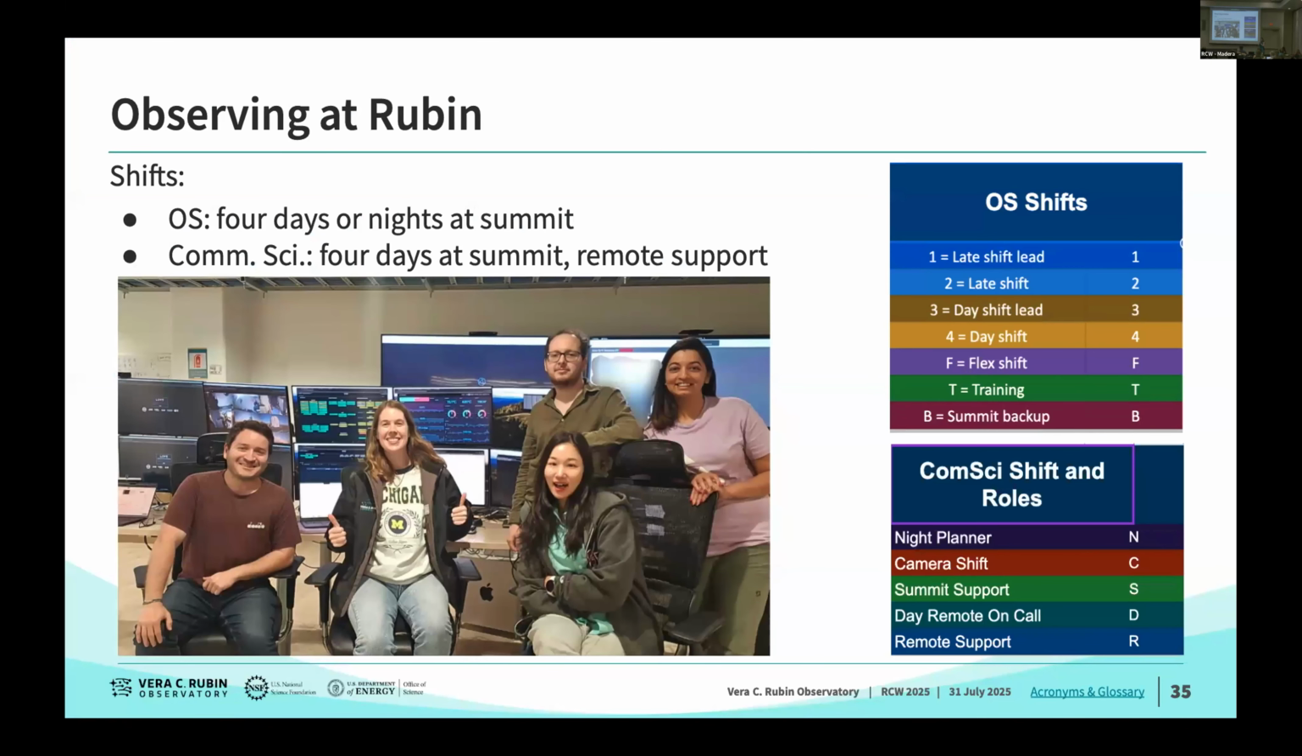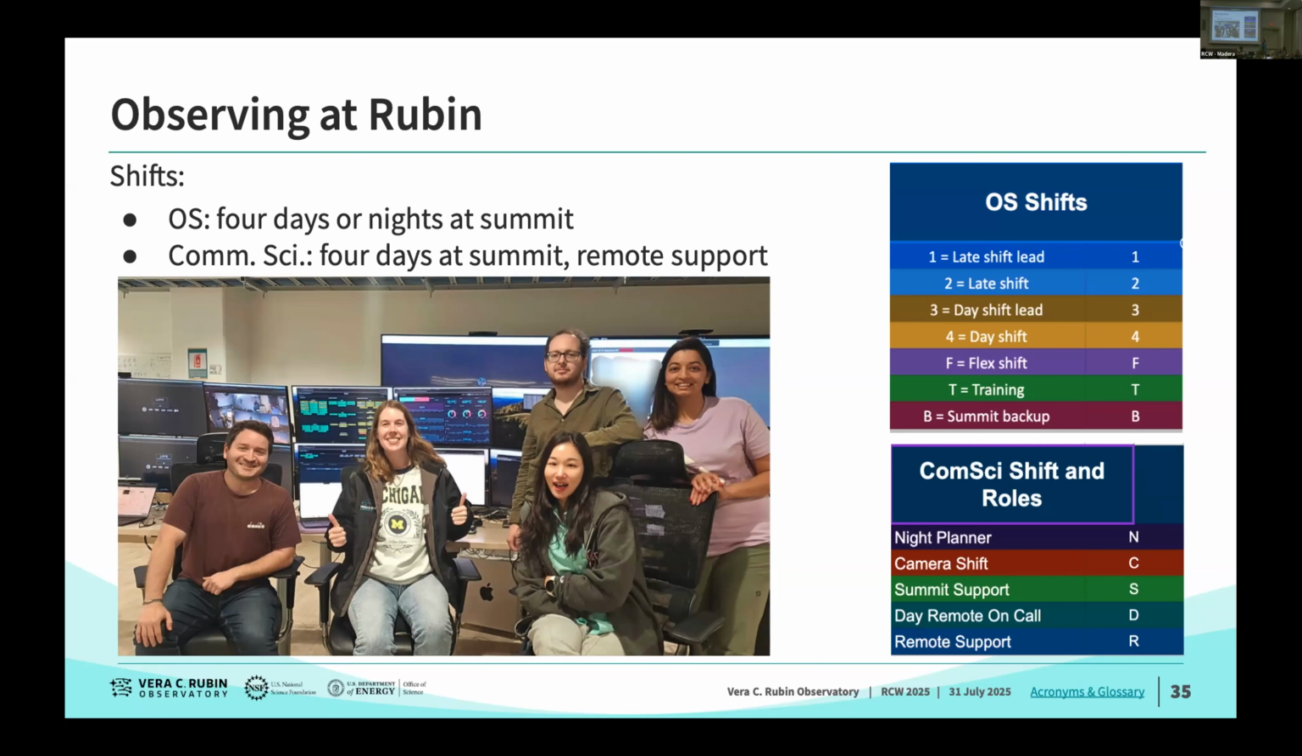I've heard a few questions from you all this week about what our shift schedule is like working at the observatory, so I wanted to spend a little bit of time talking about that. Us observing specialists, we work either 4 days or 4 nights at the summit. So work takes us up from La Serena to Cerro Pachon, which is about an hour-and-a-half drive. And we stay there at the hotel and work either during the day or during the night. So at any given time, there are 4 observing specialists at the summit.